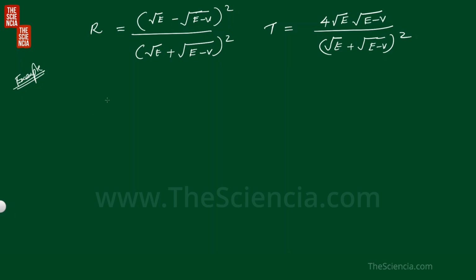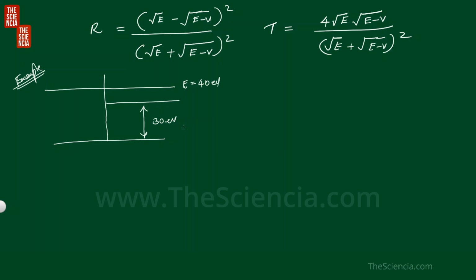There is a step potential, and the height of the potential is 30 electron volt, that is its energy. The particle has a certain energy, E equal to 40 eV. So the potential V is 30 eV, and the energy of the particle is 40 eV. Now we have to find the reflection coefficient and the transmission coefficient.